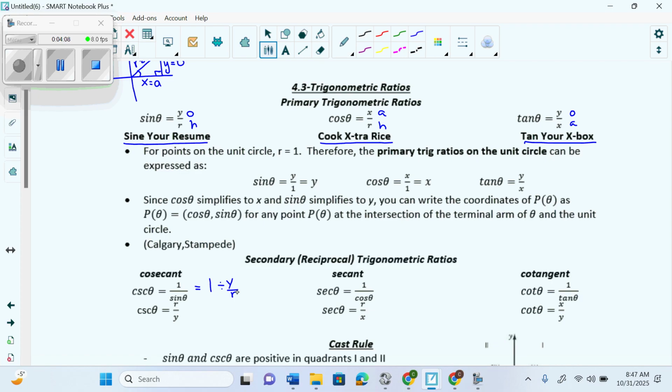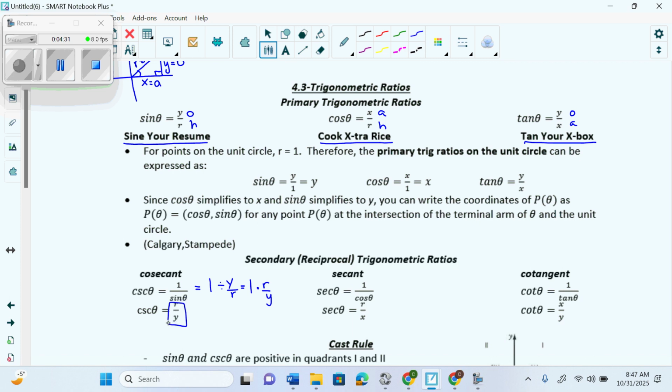Invert and multiply. So we're going to get 1 times r over y, which is just r over y. Do we agree? So every secondary trig ratio is a reciprocal trig ratio of a primary because it's 1 over something. And whenever you do 1 divided by something, it just flips that second half, correct?